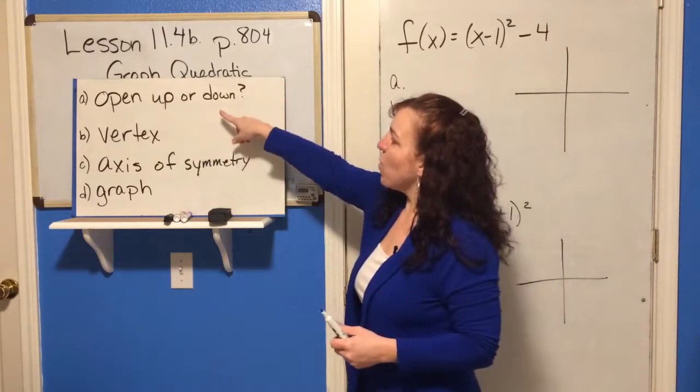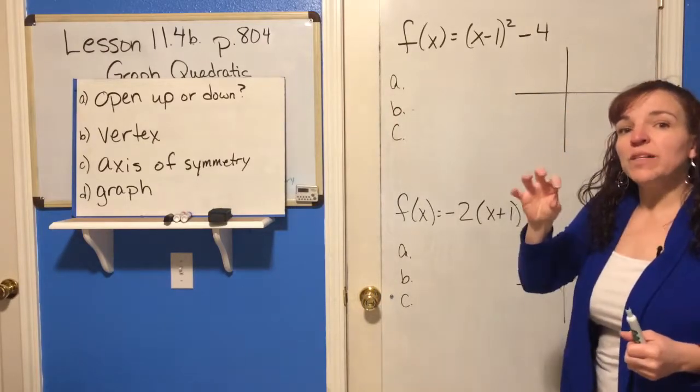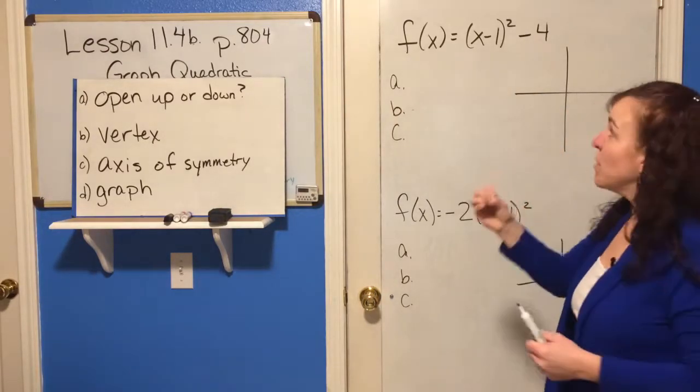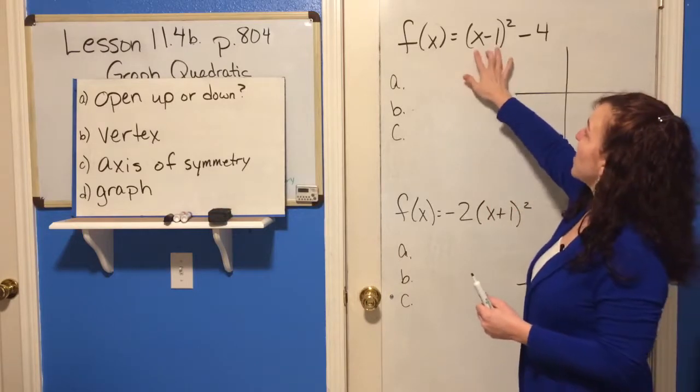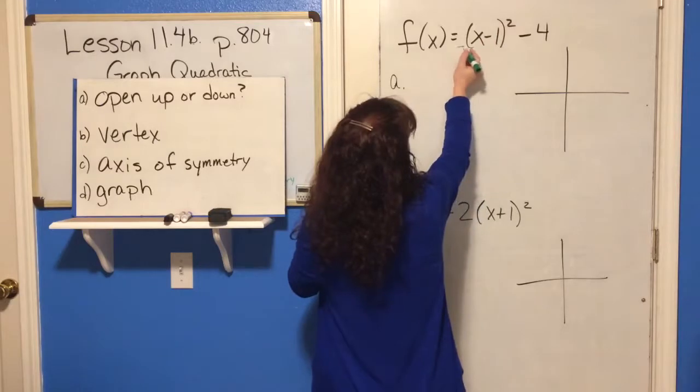So step one, I want to know, does this parabola open up or down? Well, the problem is we've got to find the a. And you remember the a is what's in front of the x squared amount. And so in this case, it's right here.